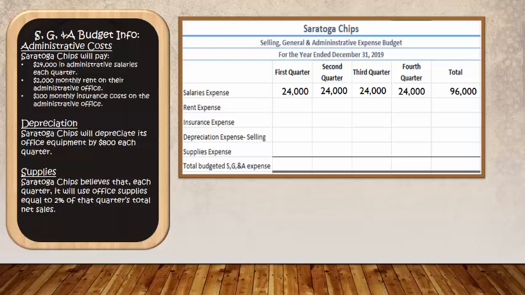For rent expense, we are given in our information that they pay a $2,000 monthly rent on their administrative office. Well, if we take that $2,000 a month and we multiply by how many months are in the first quarter, which is 3, we find out that Saratoga Chips is going to pay $6,000 in rent during the first quarter of 2019. That number is going to hold true for the whole year, so we're going to fill in each quarter with $6,000, meaning that Saratoga Chips had a total rent expense for the year of $24,000 on its administrative office.